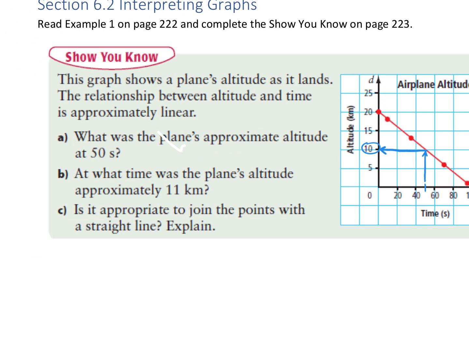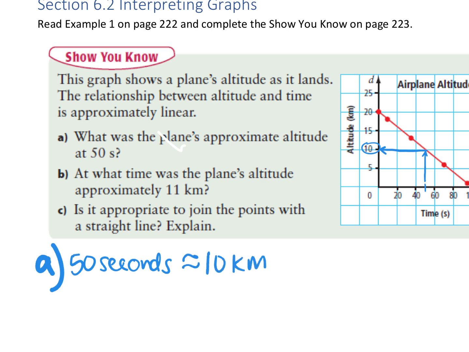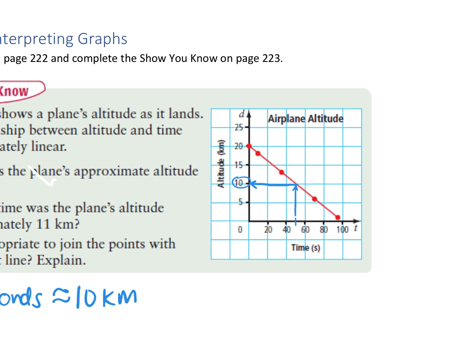So for 1A, sorry, that's huge, 50 seconds is equal to about, and I'm going to say about because we know it's approximate, about 10 kilometers. In B, we get asked at what time was the plane's altitude approximately 11 kilometers.